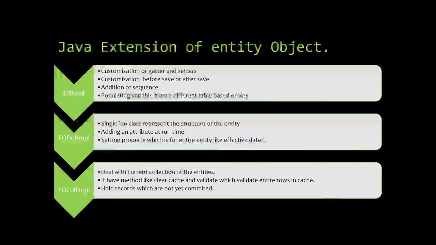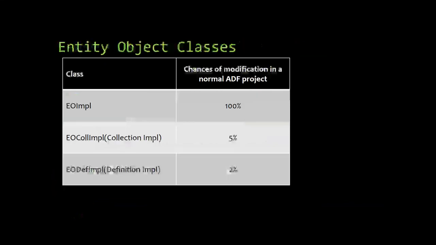Now come to the collection IMPL. That's where whatever collection is present in the ADF framework at a point of time when you are executing the entire project or transaction. So to deal with the entire collection, if you want to clear the cache, or hold the records which are not committed, that's where you use the employee collection IMPL. The name says it handles the collection which is right now in the cache or with the framework.